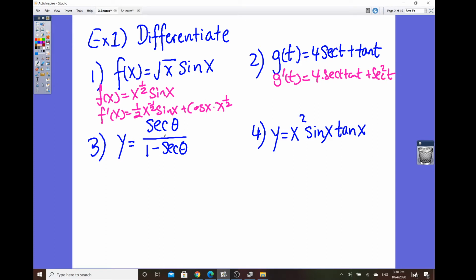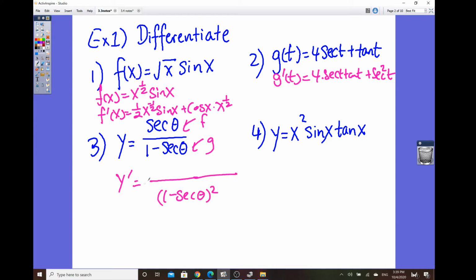Okay, and what about number 3? You can rationalize it, but it's not required. Using the quotient rule, y prime, we can say this one is f and this one is g. Always remember to take the square of the denominator, so the quantity 1 minus secant of theta, squared.